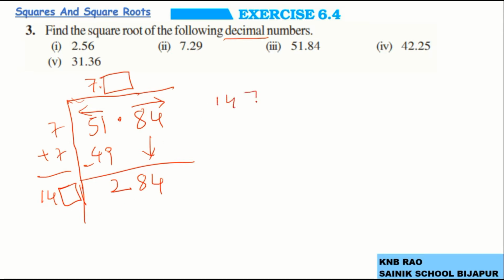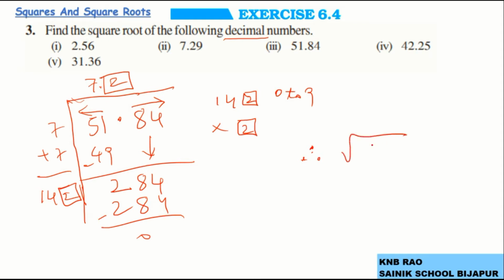So 14 followed by a box, multiplied by that box, will give any one digit from 0 to 9. Obviously 284 is very close to 142 times 2, which gives us 284, whereas the difference between 284 and 284 is 0. Therefore the square root of 51.84 is 7.2. That's how we find.